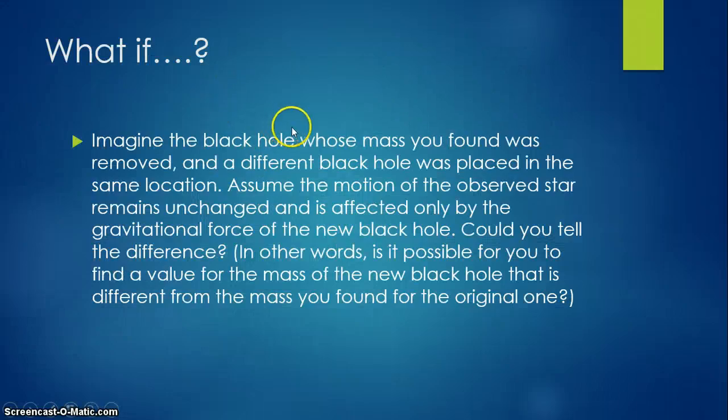What if? Imagine the black hole whose mass you found was removed and a different black hole was placed in the same location. Assume the motion of the observed star was unchanged and is affected only by the gravitational force of the new black hole. Could you tell the difference? In other words, is it possible for you to find a value for the mass of the new black hole that is different from the mass you found for the original one? The answer to this question is simply no.